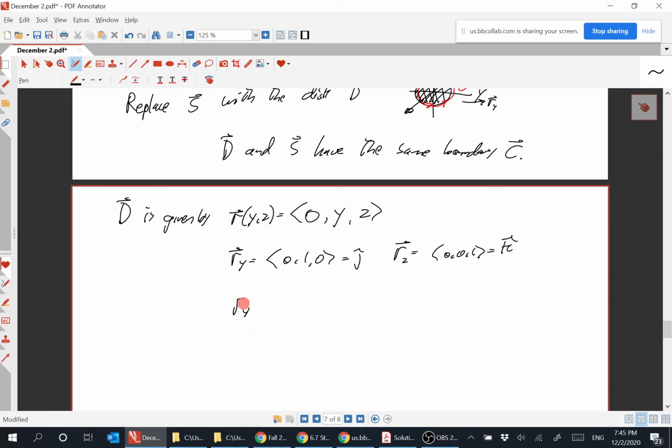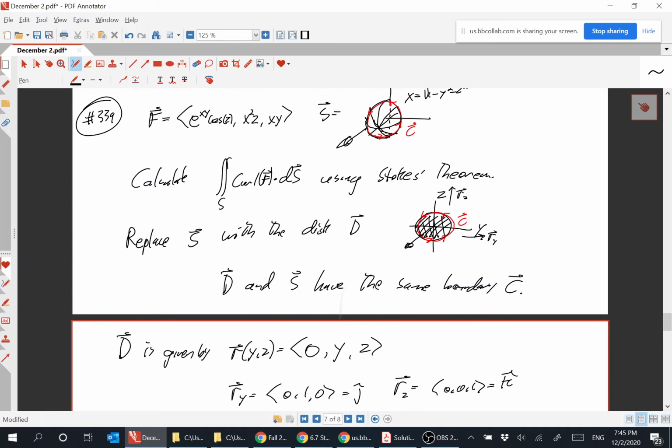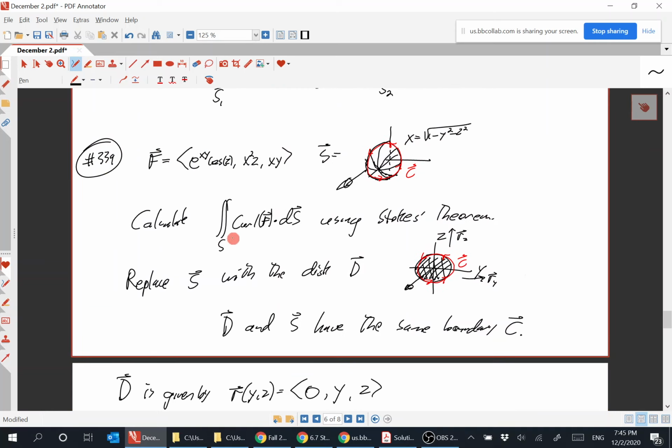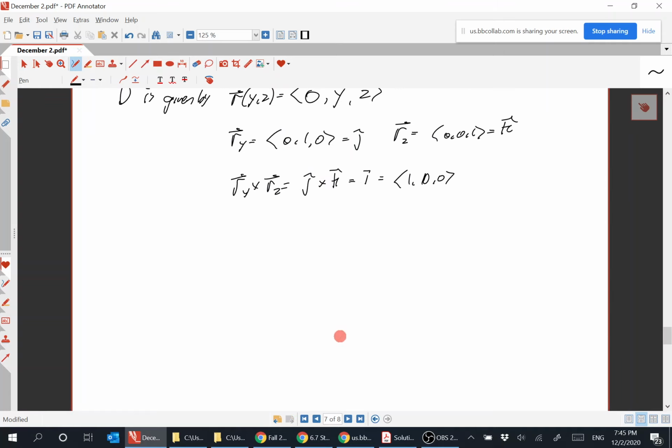So r_y cross r_z, well, you can set it up, but it's j cross k, which is i, which is 1, 0, 0. Now we want to calculate this surface integral of the curl. So let's calculate the curl first of all. So here's F.